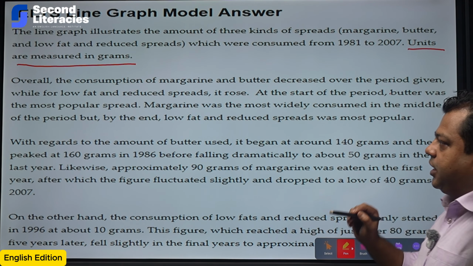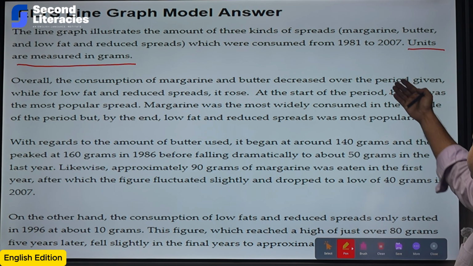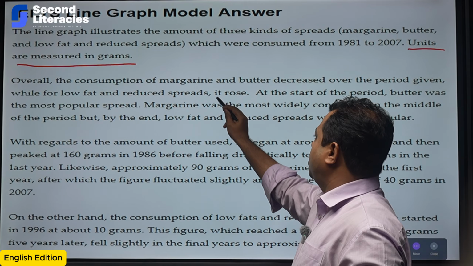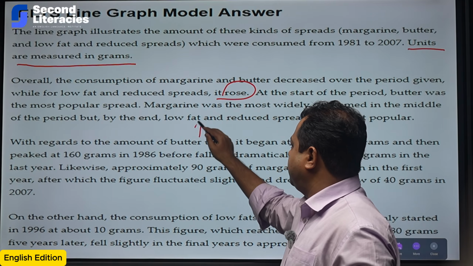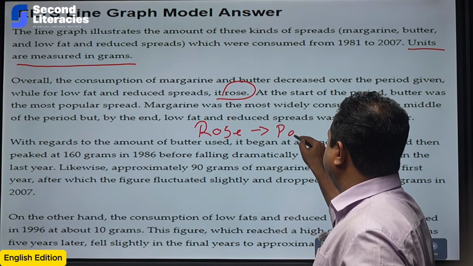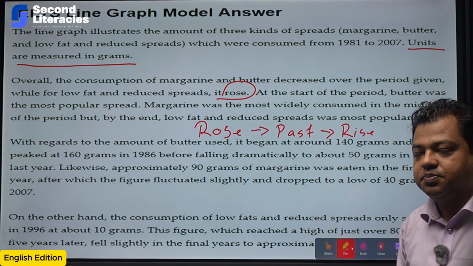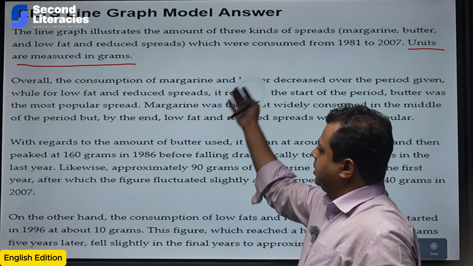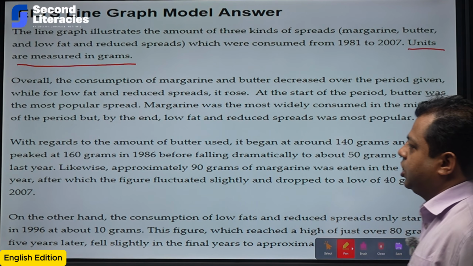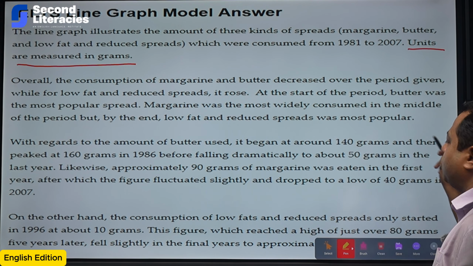Second, in the body paragraph, it's written overall the consumptions of margarine and the butter decreased over the period given, while for low-fat and reduced spreads it rose. Rose means not the flower. Rose is actually the past form of rise. Moving toward, margarine was the most widely consumed in the middle of the period, but by the end, low-fat and reduced spreads was most popular.